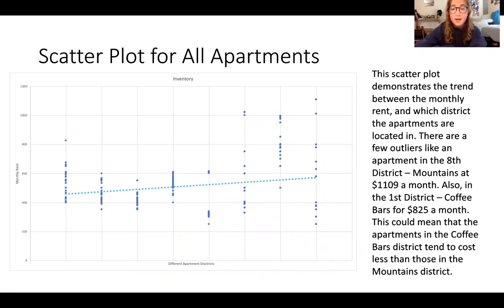There are a few outliers that are evident, like an apartment in the 8th district, which is the Mountains district, which would be $11,000 a month. Also, an apartment in the 1st district, which is the Coffee Bars district, for $825 a month. This could mean that the apartments in the Coffee Bars district tend to cost less than those in the Mountains district.